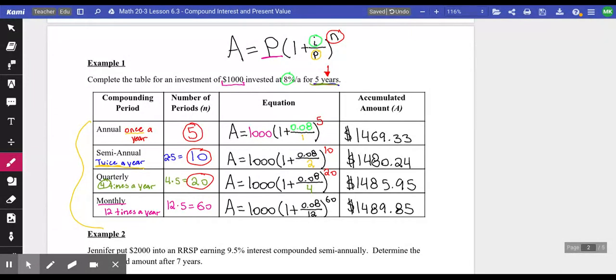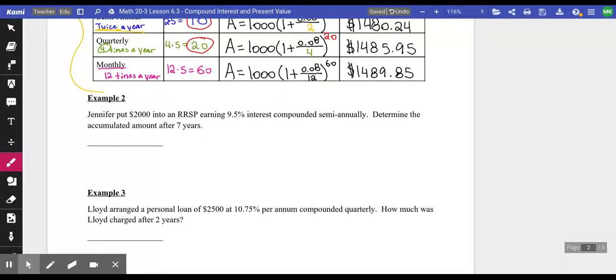Awesome. That's all we're going to do today. We're just going to do formulas for calculating compounded interest. Let's try this one. It says Jennifer put $2,000 in an RRSP, that's a savings account, earning 9.5% interest compounded semi-annually, so that's twice a year. Determine the accumulated amount after 7 years. All right, let's try it.